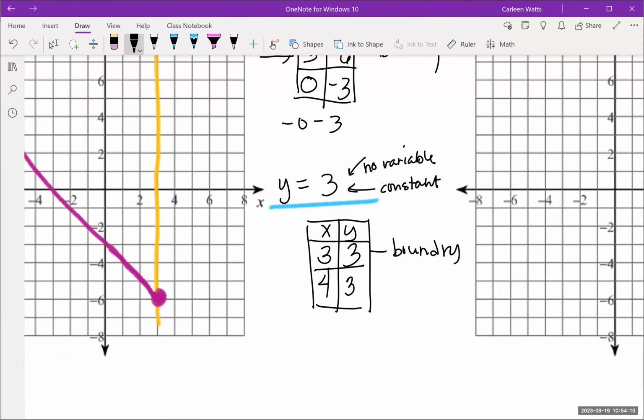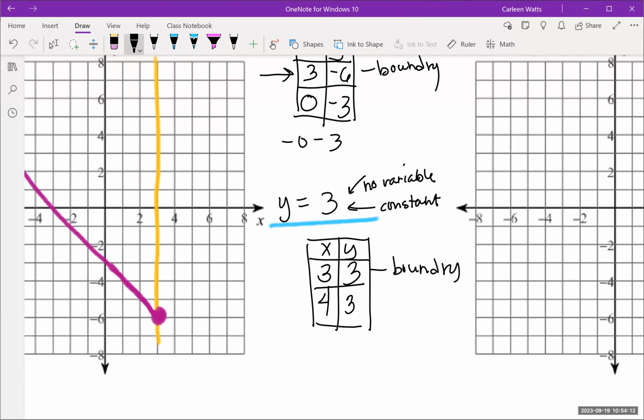When x is 3, y is 3. When x is 4, I don't like that one. Let's do 6. When x is 6, what is y? 3. Always 3.